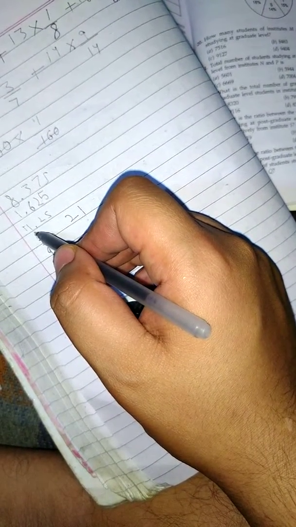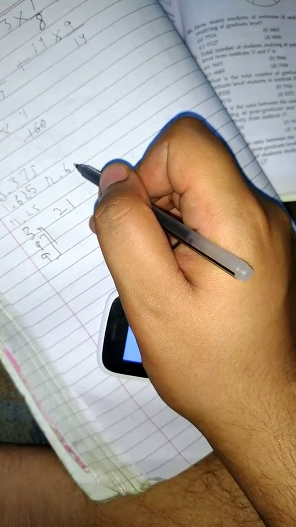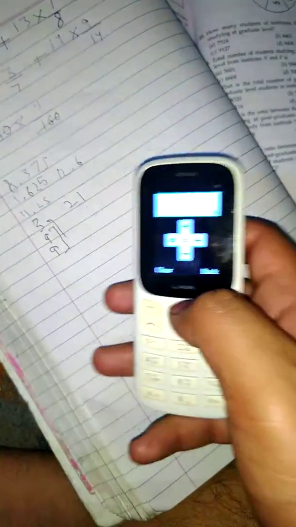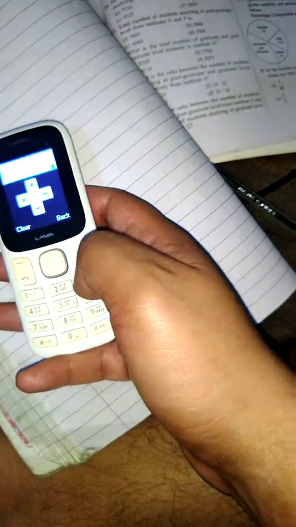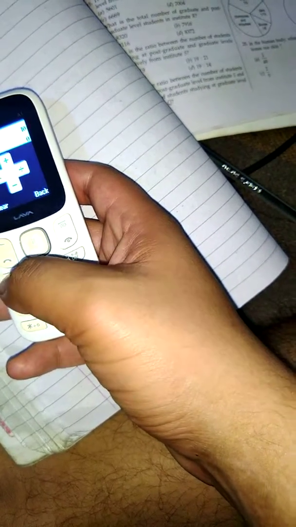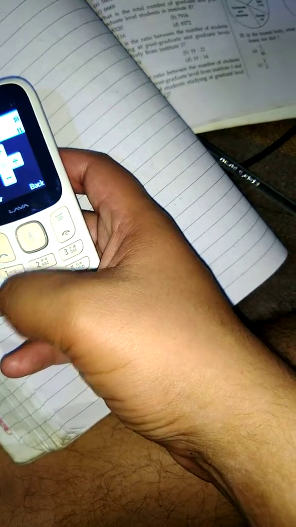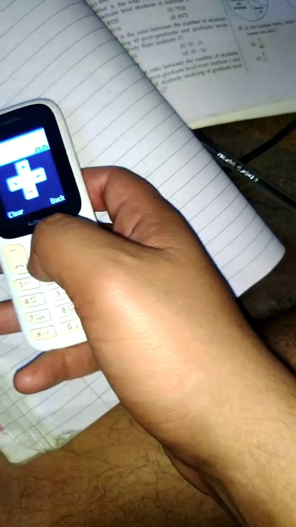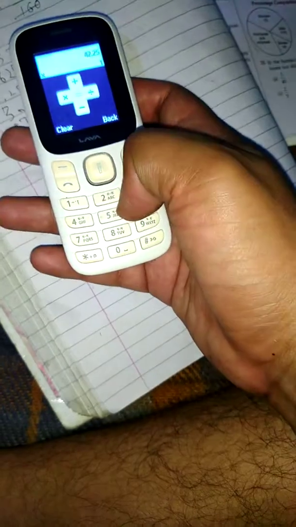and then actually I'll calculate these 3, 8.375 plus 1.625 plus 11.25 plus 21, that is 42.25. And then multiply it with 16.